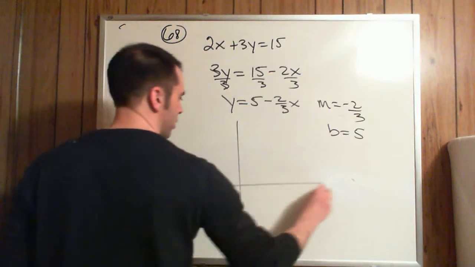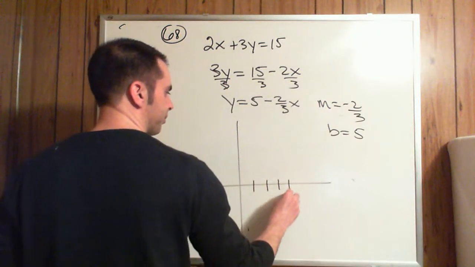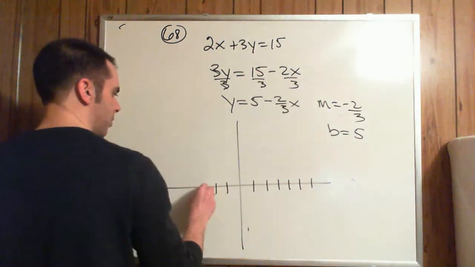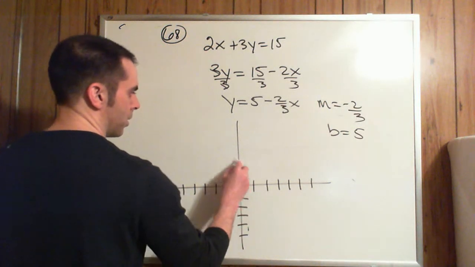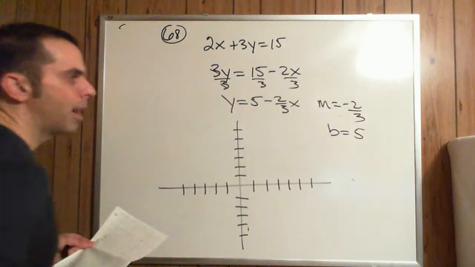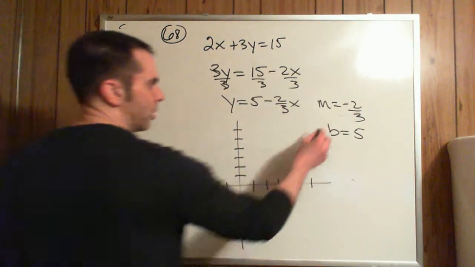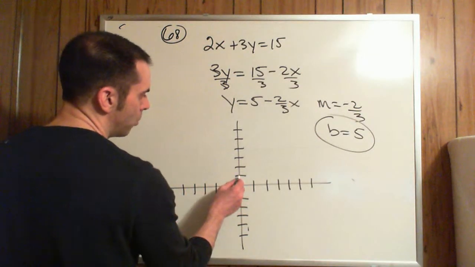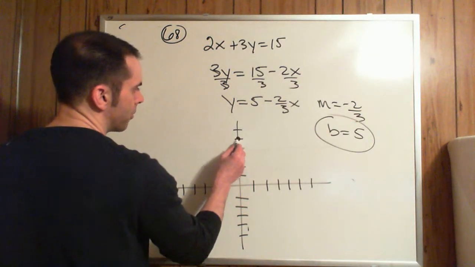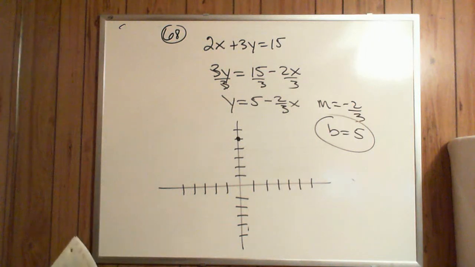So how do we graph this line with this information? Make an x and y axis. I graph the y-intercept first, because I know this is a point it's passing through. So it's going to be up 5: 1, 2, 3, 4, 5. And then I'll move according to my slope. Always up or down first, then right or left.